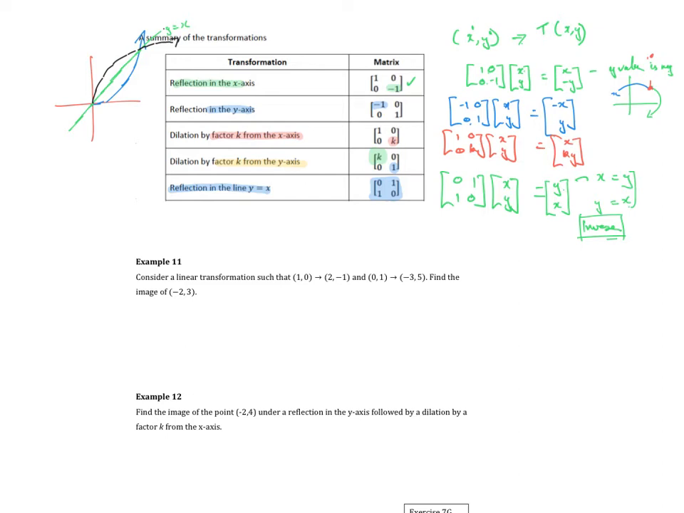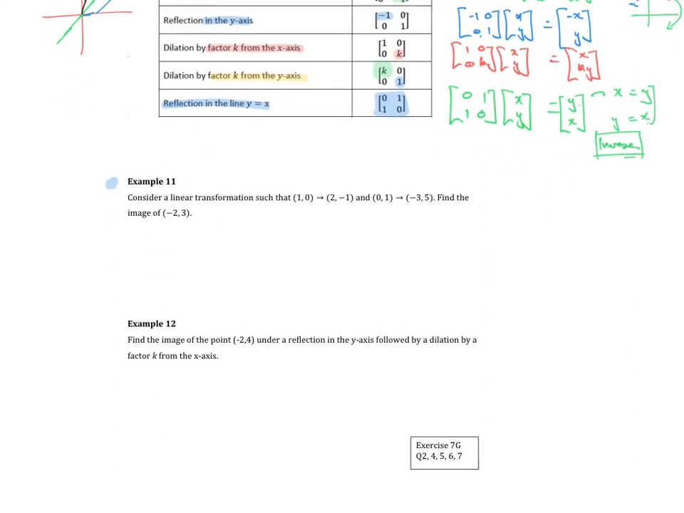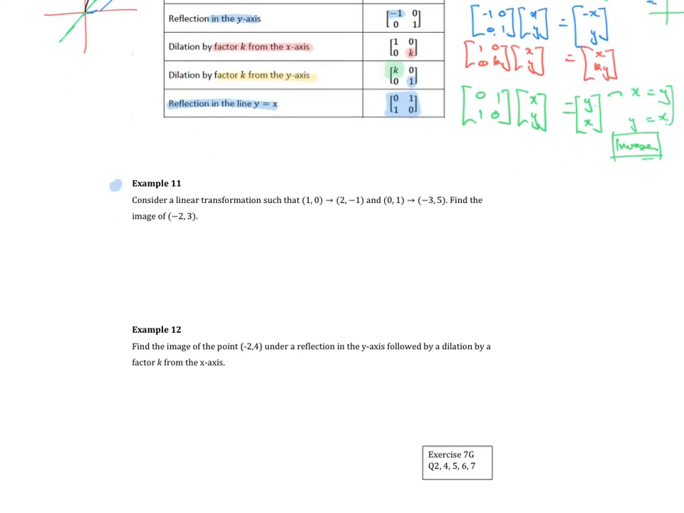I don't really like that first example. Let's go to example 12 first. All right. This is a specific question in the book. So let's go to question 12 first, example 12. Find the image of the point 2, -4 under the following reflections, dilations. So first step is my transformation matrix.